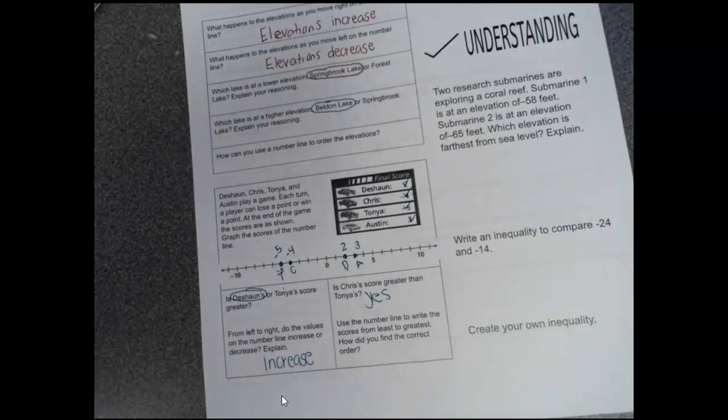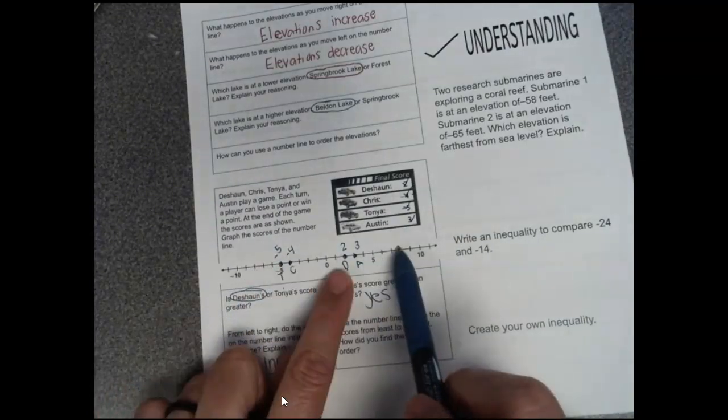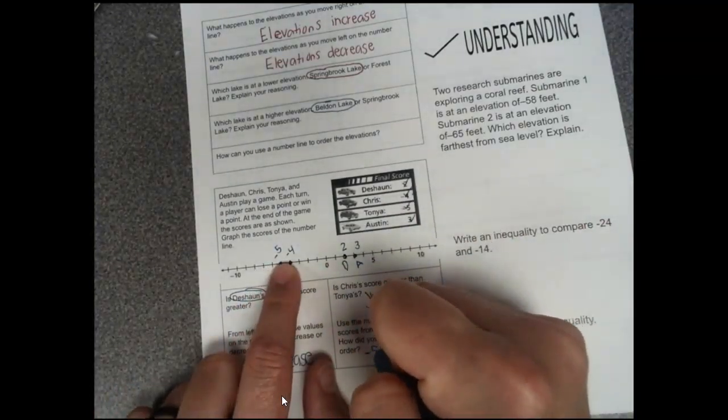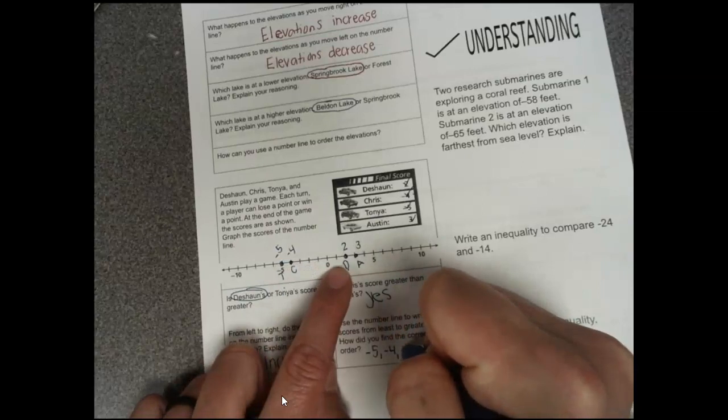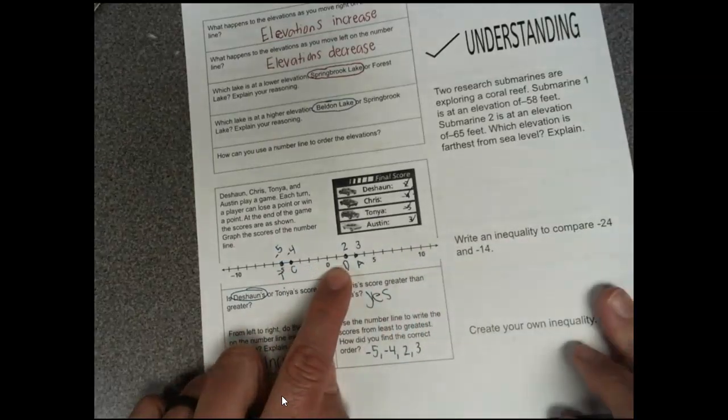And then we're going to use the number line to write the scores from least to greatest. How did you find the correct order? So I like when numbers are on number lines because if you put them on correctly, they're on from least to greatest. You start on the left-hand side and you work your way over. So I have negative 5, negative 4, 2, and then 3.